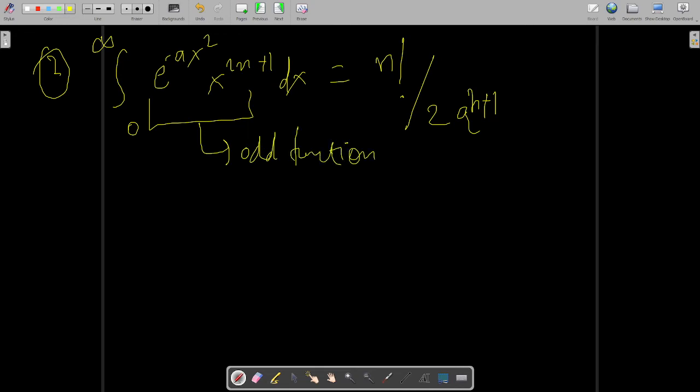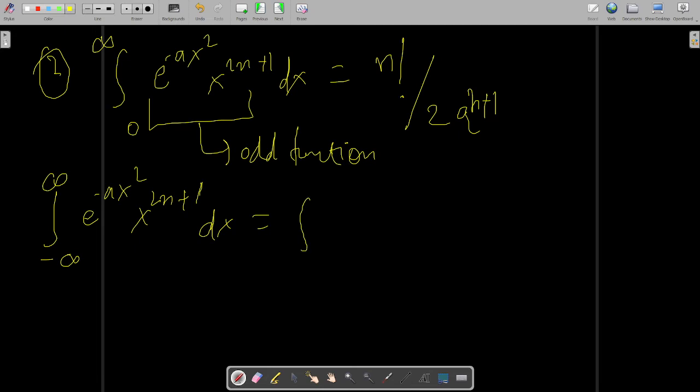This is clearly an odd function, right? Now what happens if I take minus infinity to infinity for the same function? If I take minus infinity to infinity, then what will be the result that we need to find out?